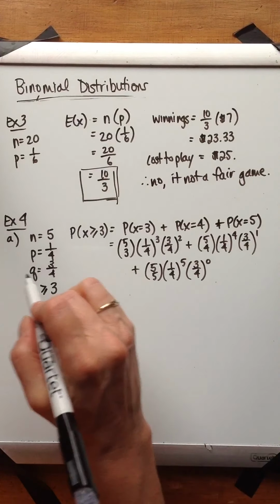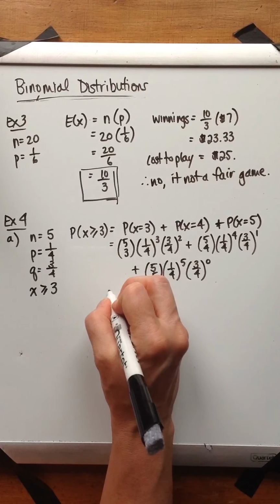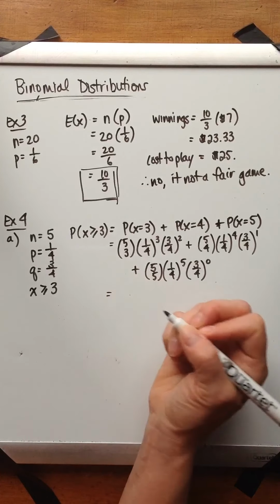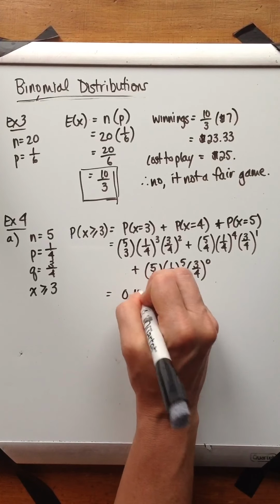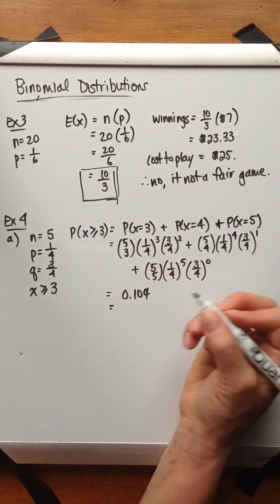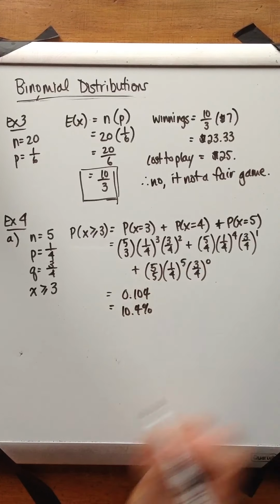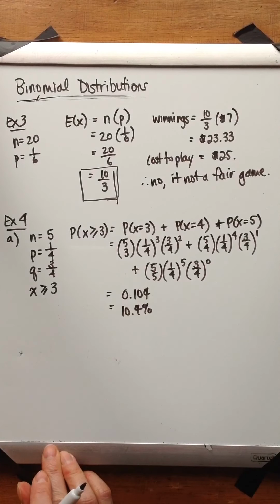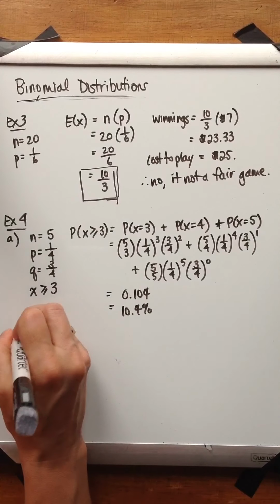All right. It's a little bit of work to put in your calculator, but you can do it. You can do it all in one step. And if you do it correctly, you should end up with 0.104, which you can change to a percent by multiplying by 100, about 10.4%. Okay, 10.4% chance of passing this multiple choice question if you just randomly guess. That's pretty low.